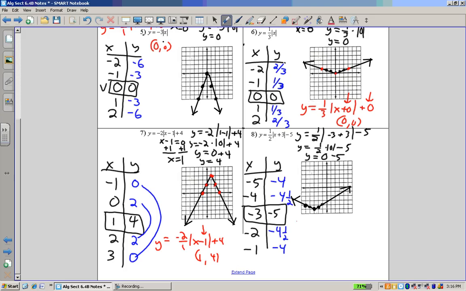Again, y equals 1/2, did not have to rewrite that. The absolute value of x plus 3 minus 5. Well, my vertex is the opposite of this one, and then just that's the y of the vertex. So -3, -5. To the right of the vertex, I rise 1, run 2. Then I go the opposite direction to form the left-hand part of the V.